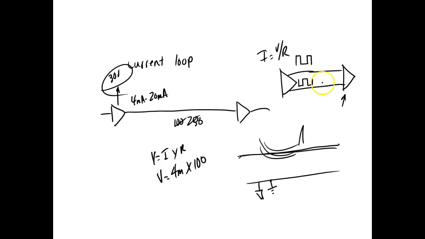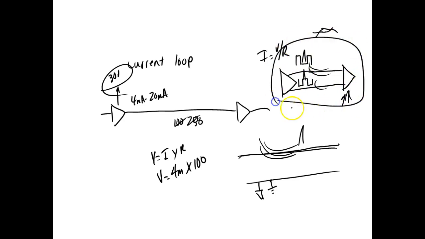We use what we call twisted pair wires, so these wires are basically wrapped together. If a signal comes through this one, it induces a common mode signal in both of them. And what does this amplifier do right there? It rejects common mode signals.